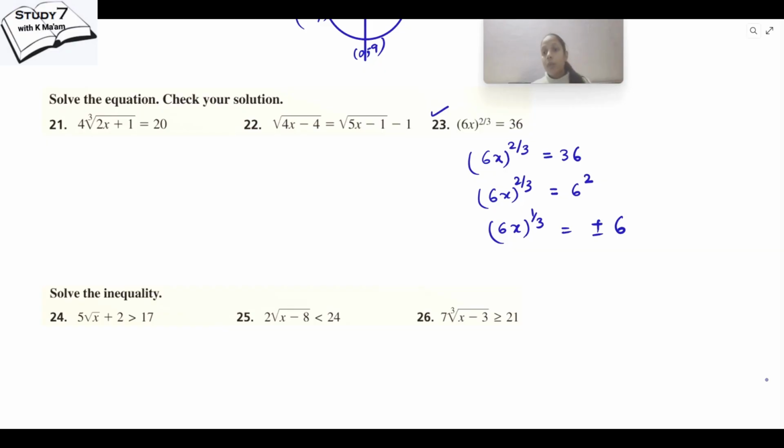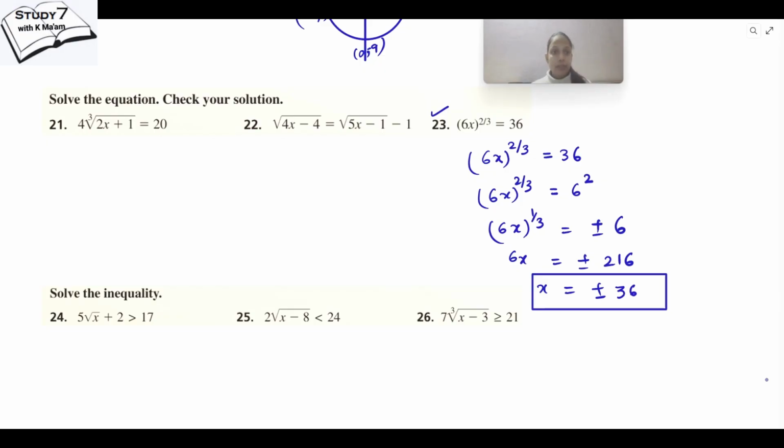Now take cube both sides. If you take cube both sides, you will get 216. x equals plus minus 216 by 6. So divide by 6, 36 again. You can check the calculation.